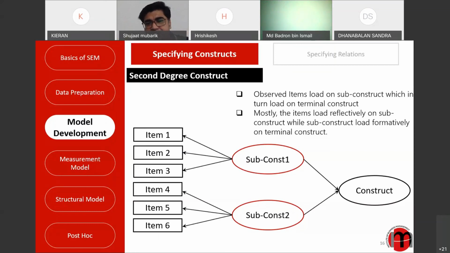Normally, the second order construct is reflective formative, with the subconstructs being formative and the items being reflective. So that's the normal case for most of the constructs in most fields, including the management sciences, social sciences, economics, and all that. So we find most second order constructs are formative reflective constructs. So this is how it works.